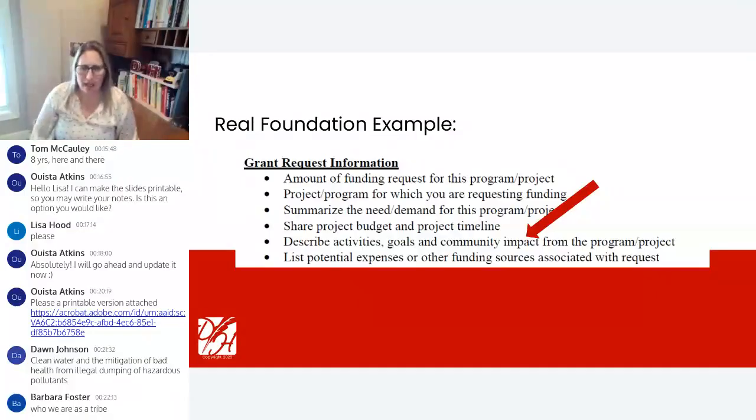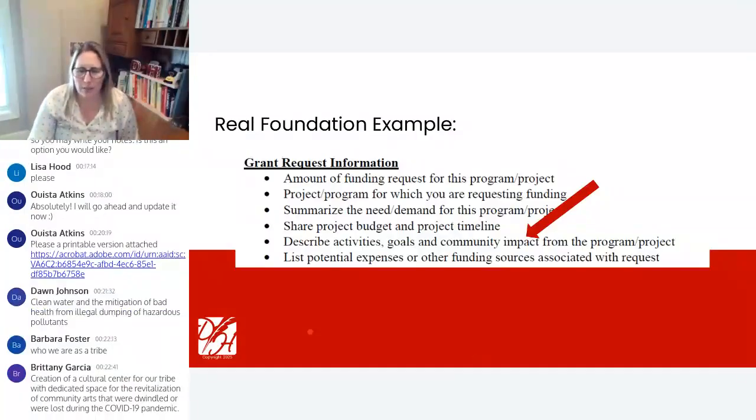Okay. So when we think about what that community impact sounds like, we've got something coming in here from Brittany as well. Let's see, having a cultural center for the tribe with dedicated space for the revitalization of community arts that were dwindled or lost during the COVID-19 pandemic. So cultural space, the loss of something. So therefore the bringing back of resources and a sense of community and access to the arts.